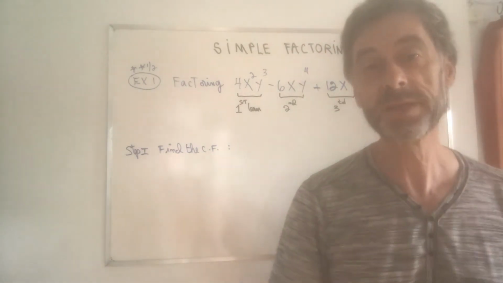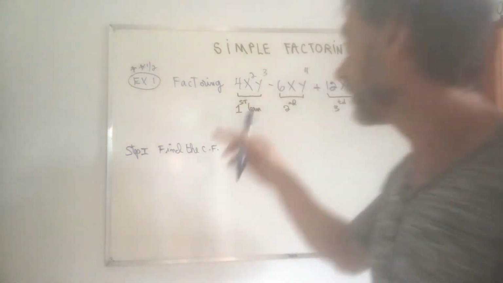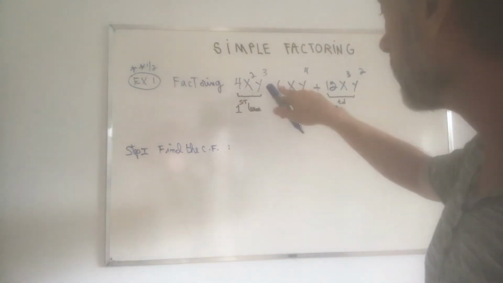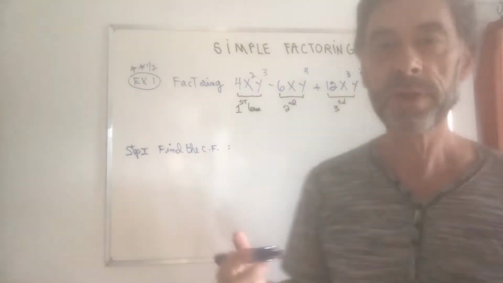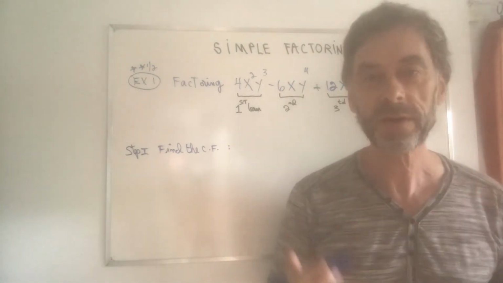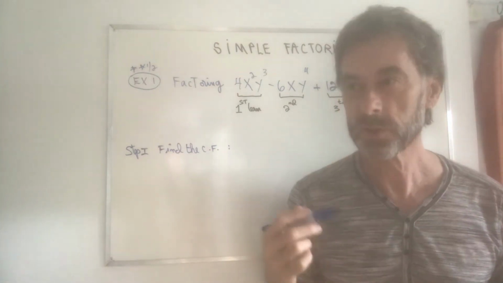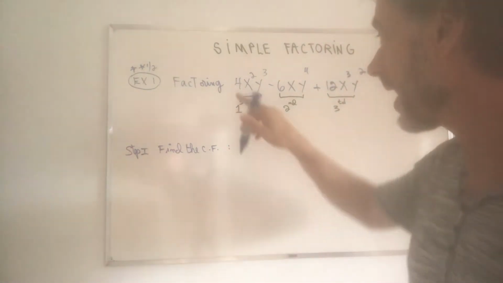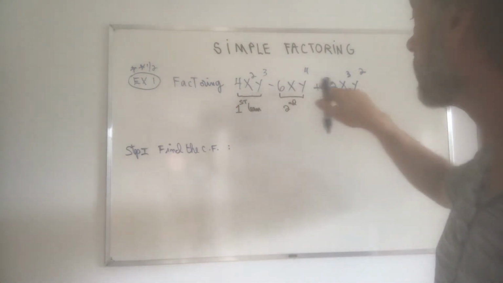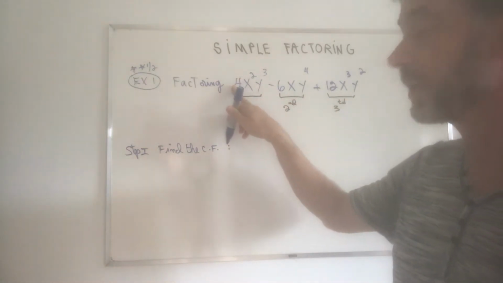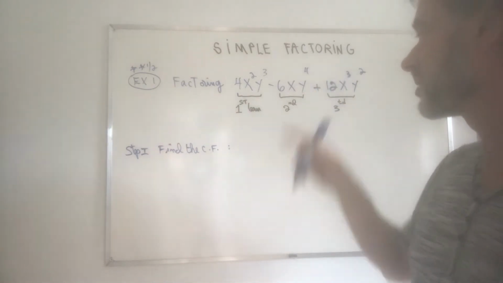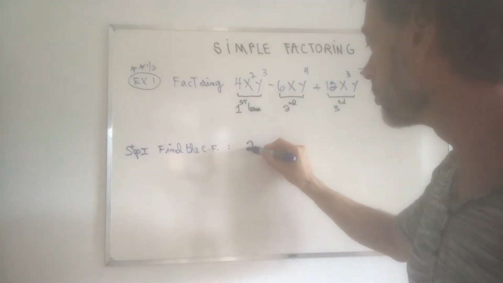Well, it is what is contained in every term. So in this term there's a 4, then in this term there's a 6, and then in this term there's a 12. What is common to all of the numbers 4, 6, and 12? Does 2 go into all of these? Yeah, 2 goes into 4, 6, and 12. Does 3 go into every number? No, 3 doesn't go into 4. And that's about it. So I got to factor out a 2.